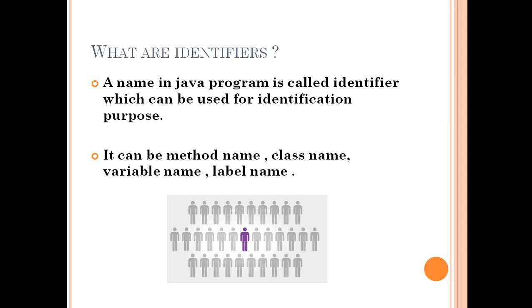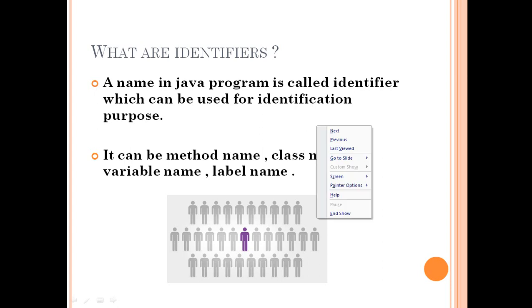So what are identifiers? A name in Java program is called identifier and it can be used for identification purpose. It can be method name, class name, variable name or label name. So any name in Java program is known as identifier and it can be used for identification purpose.